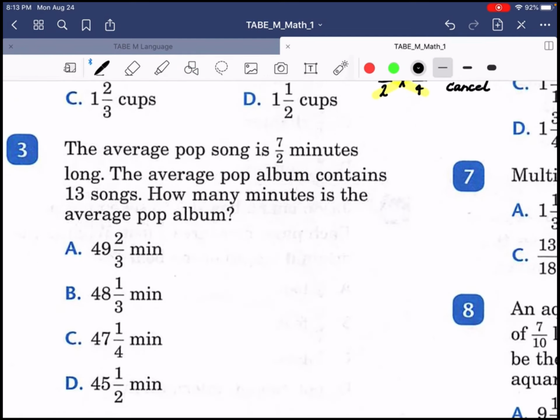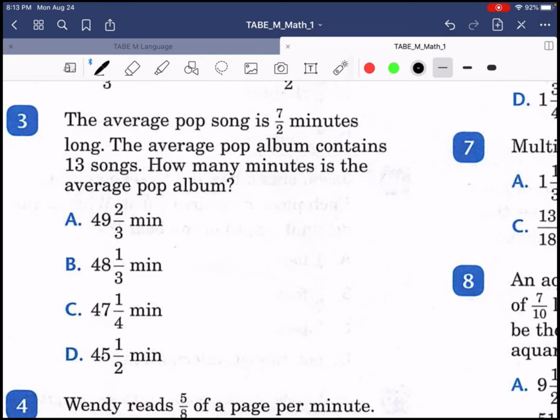The average pop song is 7/2 minutes long. The average pop album contains 13 songs. How many minutes is the average pop album? So we're given the number of minutes per song, 7/2, and we're going to repeat that 13 times. So 13 times 7/2. Put a 1 under your 13.